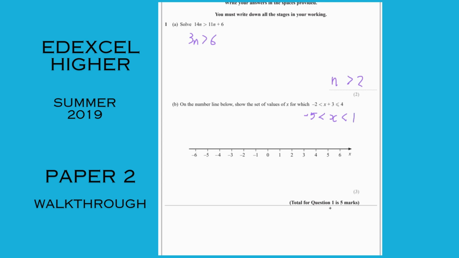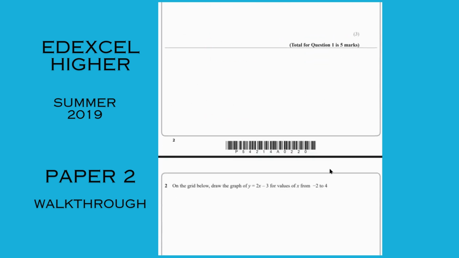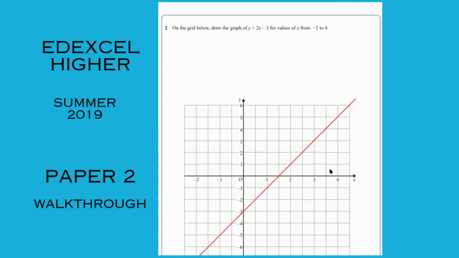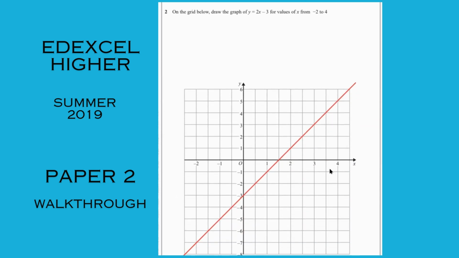The right-hand inequality is an equals to, and that's important because it means it needs a closed circle. So close that one up, and on -5, an open circle with a straight line joining them up. Nice 5-mark starter.